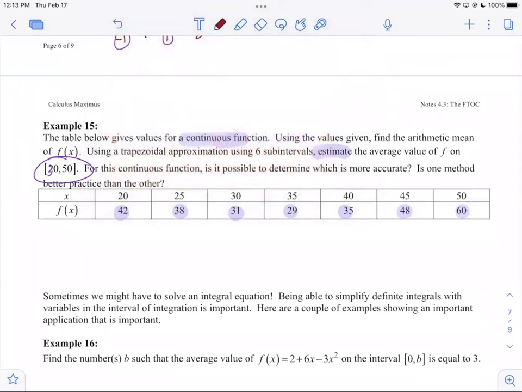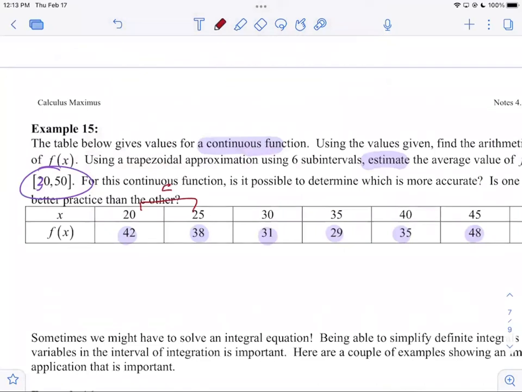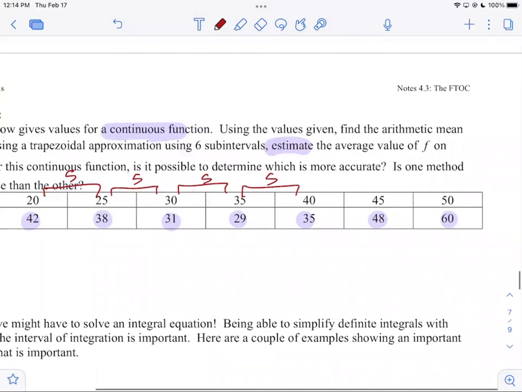All right, so now let's calculate the width. From 20 to 25 is 5 units, 25 to 30 is 5. Don't assume, right? But it looks like it's going to be 5 all the way across.